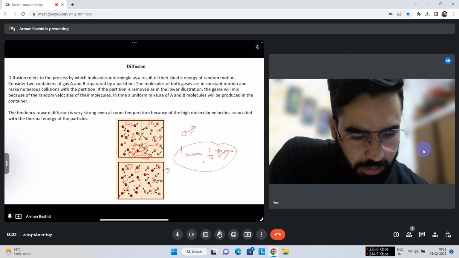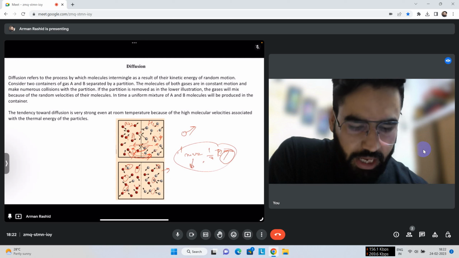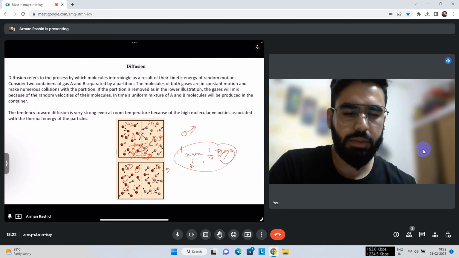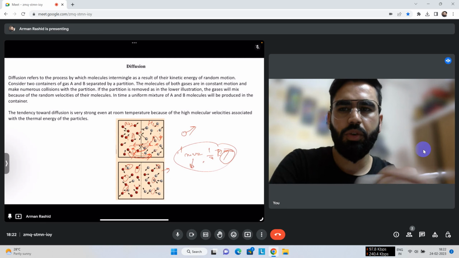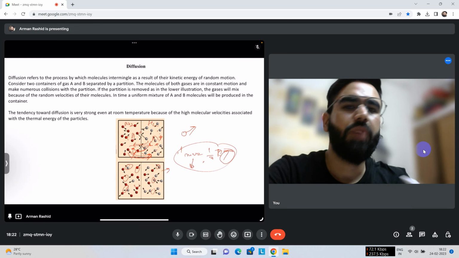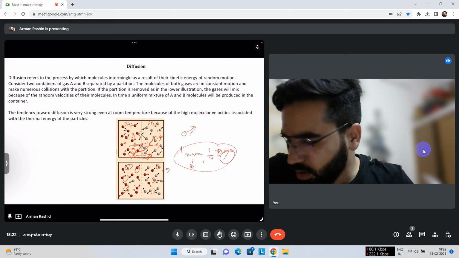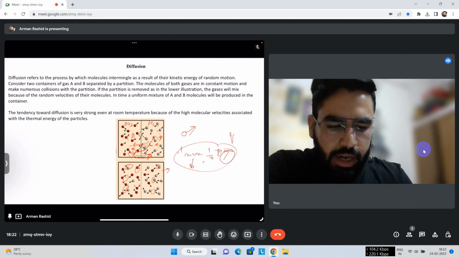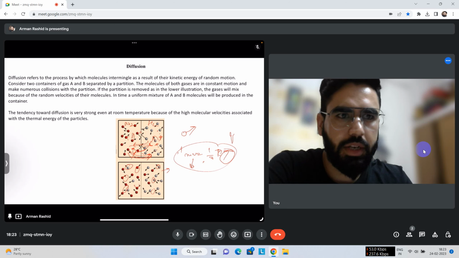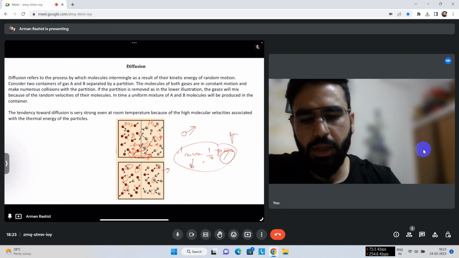Now if we decrease the temperature, the kinetic energy of the gas molecules will decrease. So the random motion of the gas molecules will decrease. As a result, if we give more and more temperature, velocity will increase, kinetic motion will increase, and because of that the randomization will occur more and more. So the diffusion is proportional to the temperature. The higher the temperature, the higher will be the diffusion.